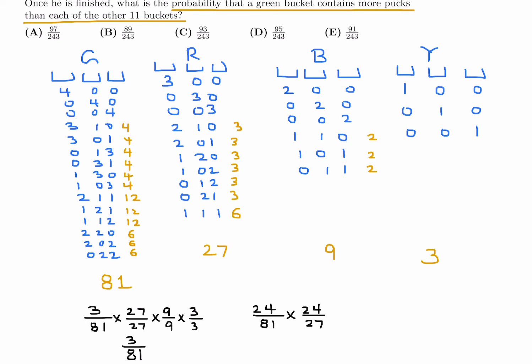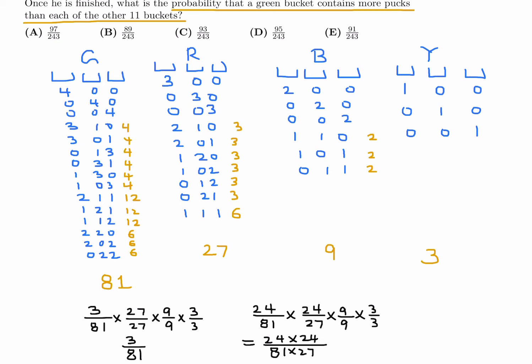Here, I can choose any of them. So that's the full 9 over 9. And then here I can choose any of those 3, so the full 3 over 3. So that is 24 times 24 over 81 times 27.